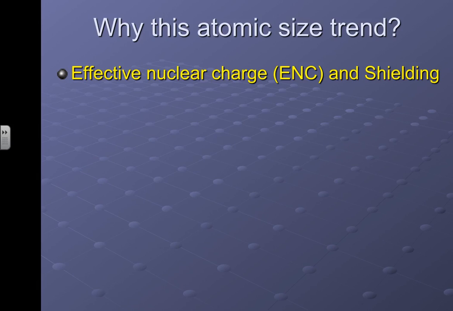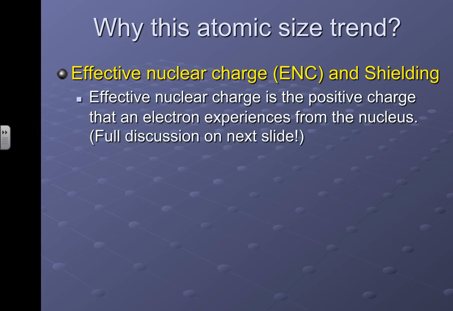ENC is an appropriate abbreviation for effective nuclear charge. So what the heck are these? Well, effective nuclear charge is the positive charge that an electron experiences from the nucleus. So think about what's in the nucleus. It's this core of positive charge with protons, and the electrons are on the outer fringes. And just like magnets attract, the positive core will attract the negative electrons and pull them inward. So that's what we're talking about in just very brief ways. As you can see, full discussion next slide.